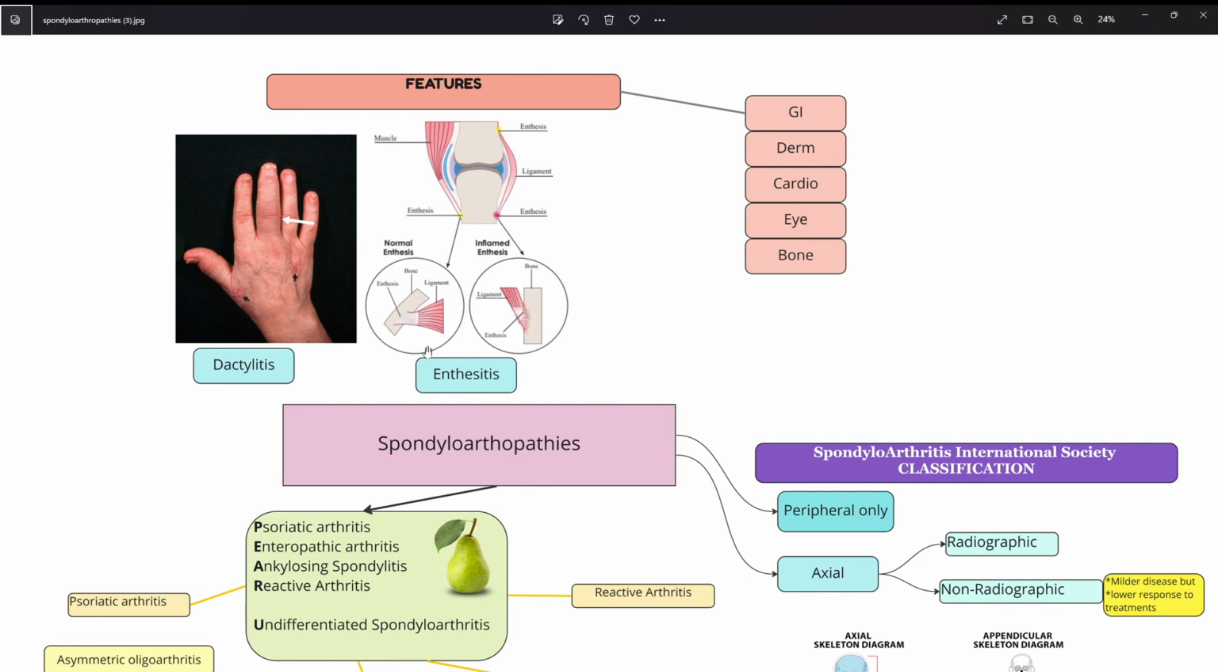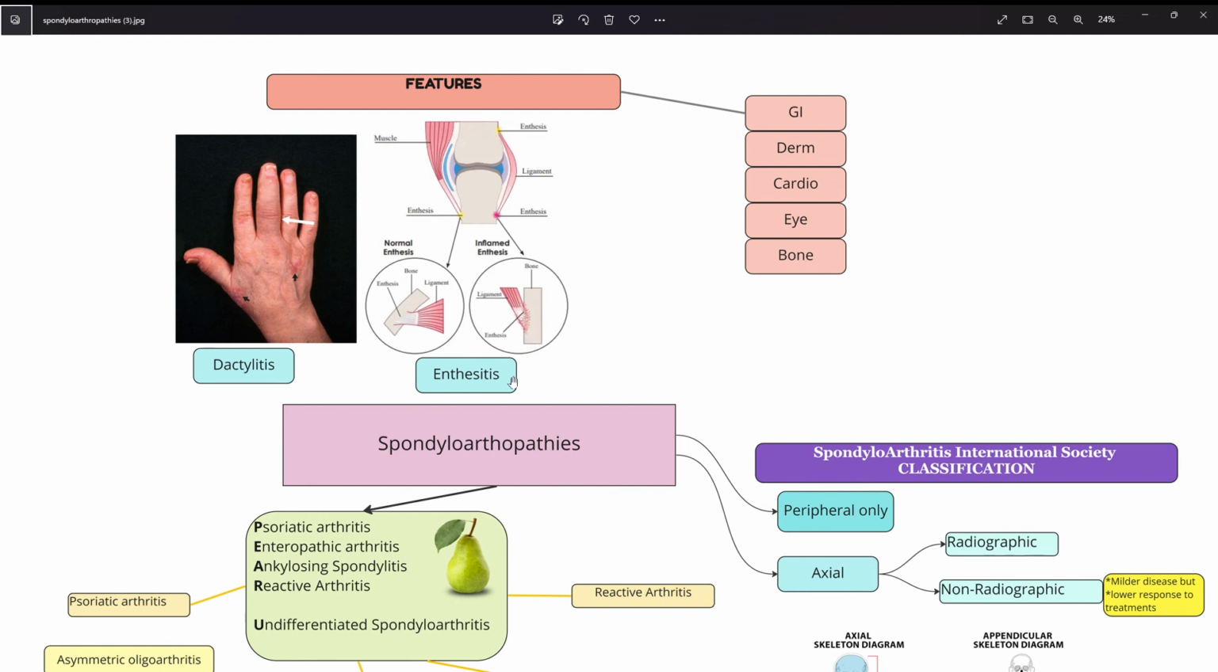And then you also can get enthesitis. Enthesitis is inflammation of the entheses, and these entheses are basically where the ligaments or tendons attach to the bone. So you can see in this picture here, you have 3 different places where there are entheses, and you see in this little illustration you get inflammation there, and so that's enthesitis.